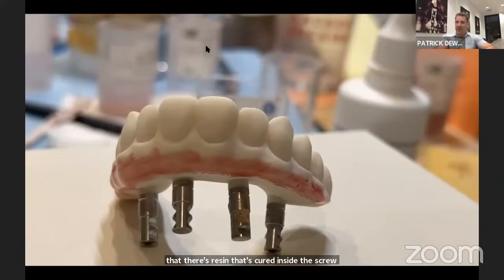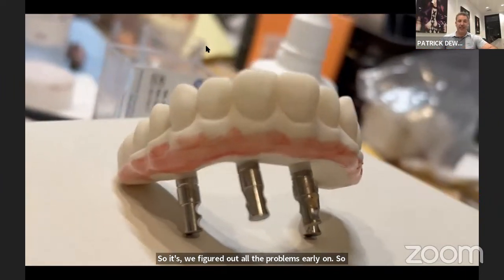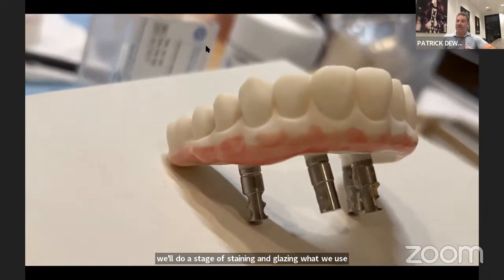So we've been through this. We do this on a routine basis, multiple cases a day. So we figured out all the problems early on. So we'll do a stage of staining and glazing. What we use and recommend is GC OptiGlaze for the temps. Very simple, and we can do this in under 10 minutes. And it's very easy to train your staff to do so as well.